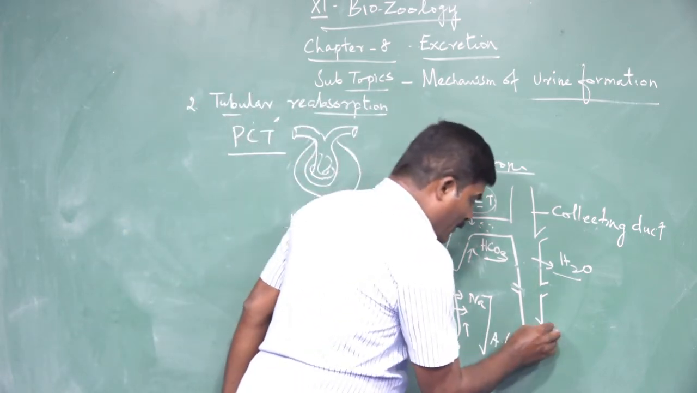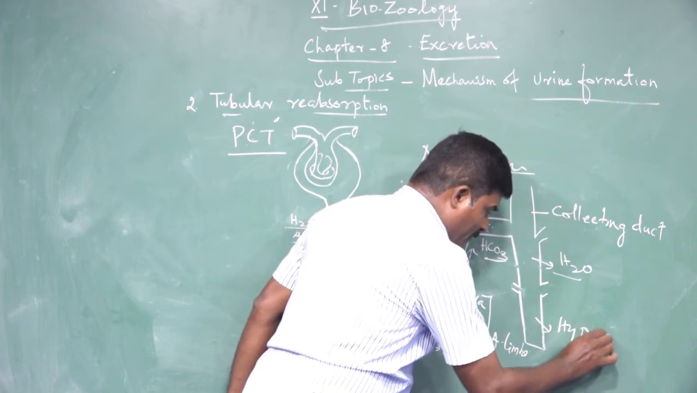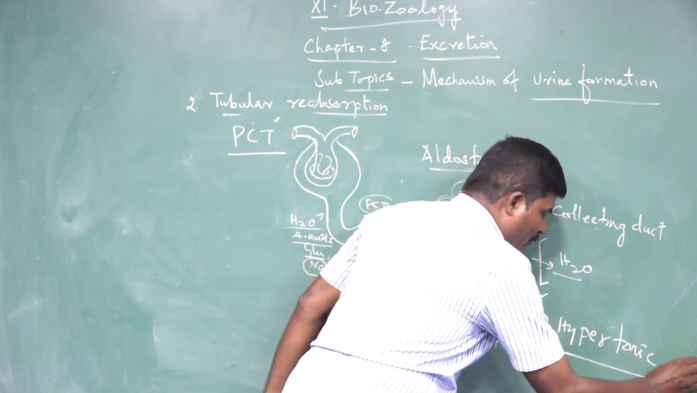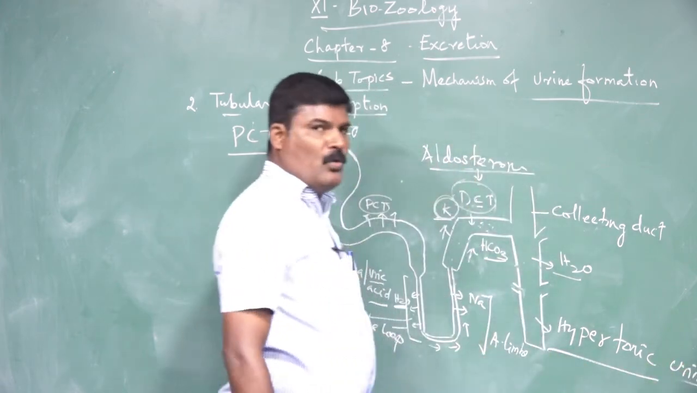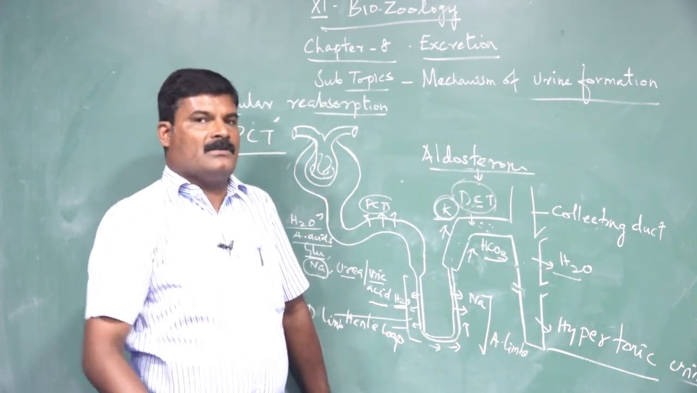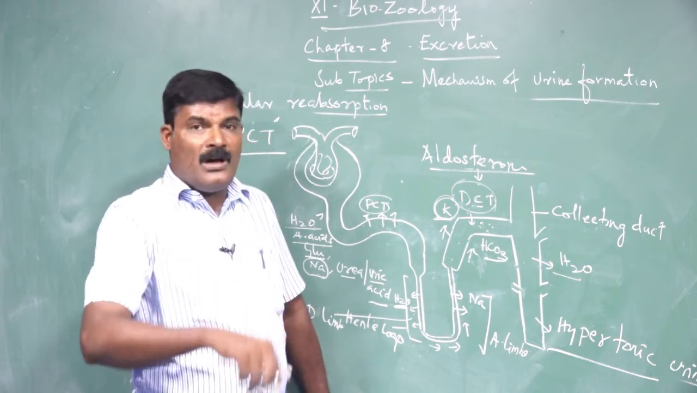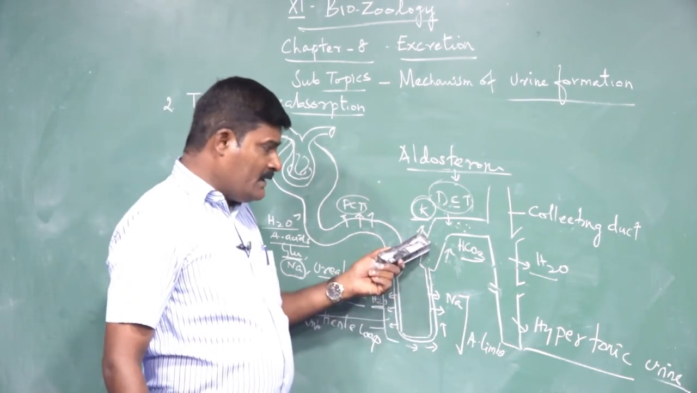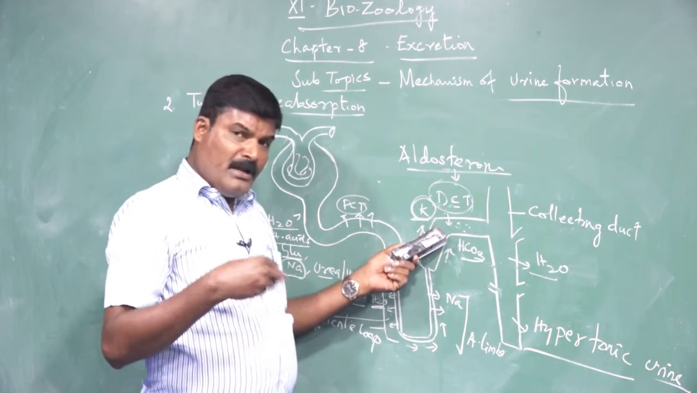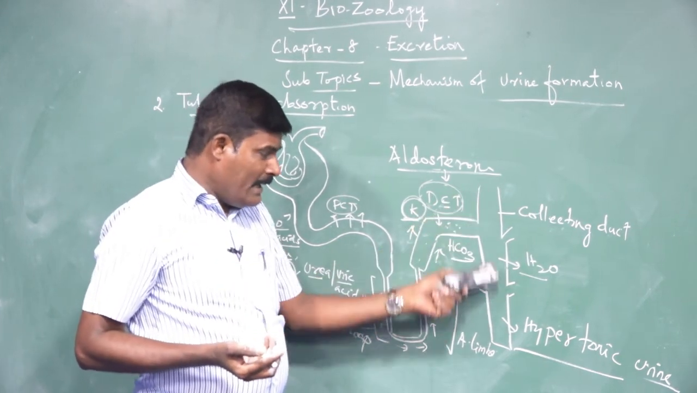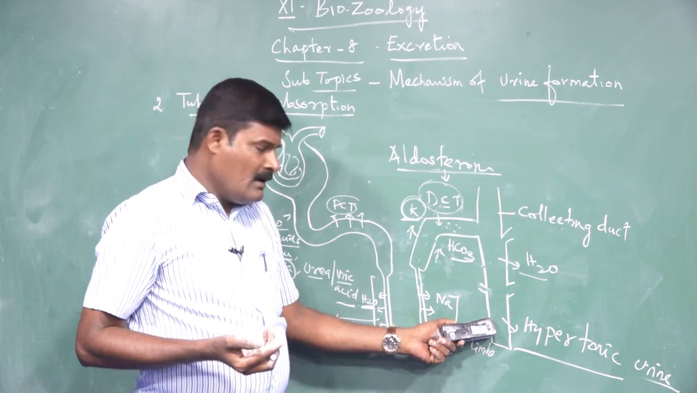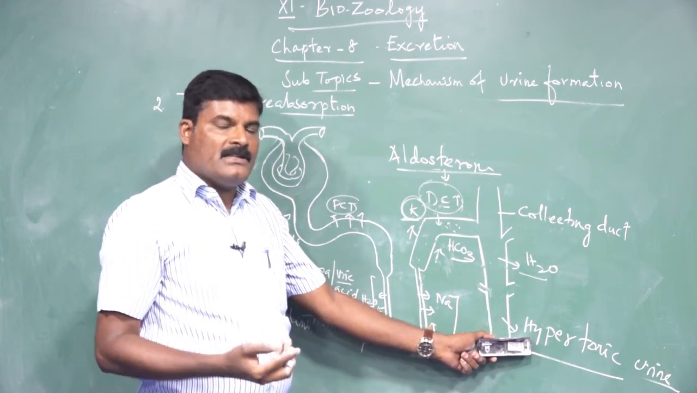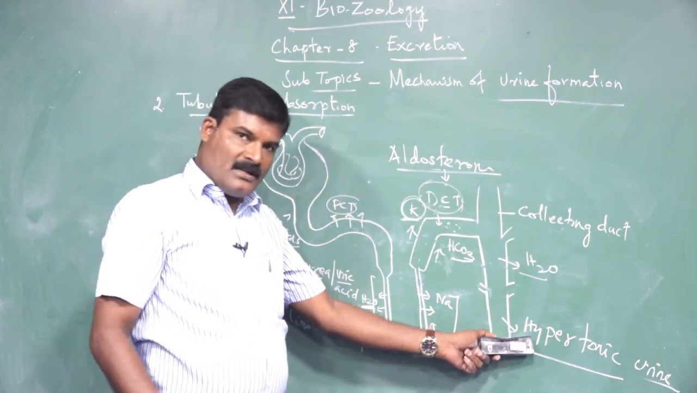So what is our urine? Hypertonic urine. Hypertonic urine means there is more solid or salt in the urine. What is hypotonic? Hypotonic means more water. Before that, the fluid or urine is hypotonic. Once it enters the collecting duct, it becomes hypertonic. Hypertonic means the concentration of solid is more than the water.